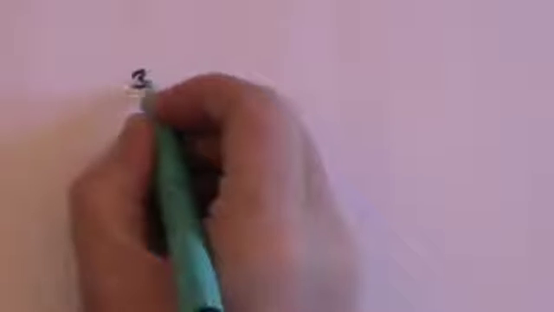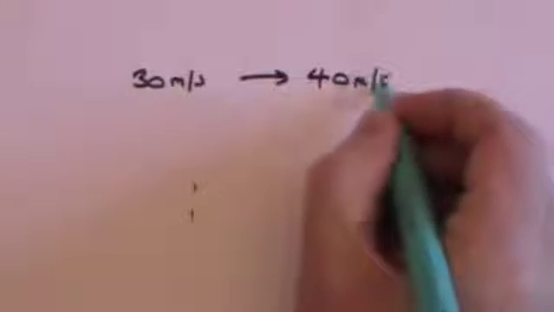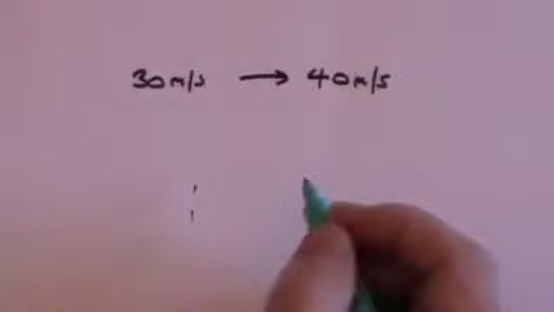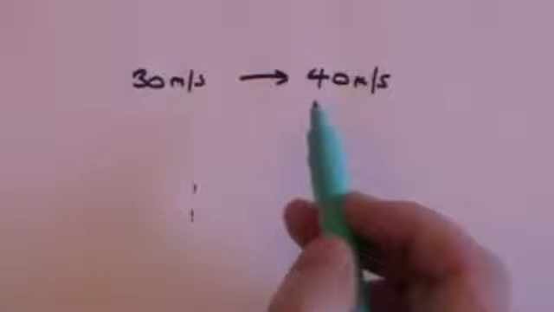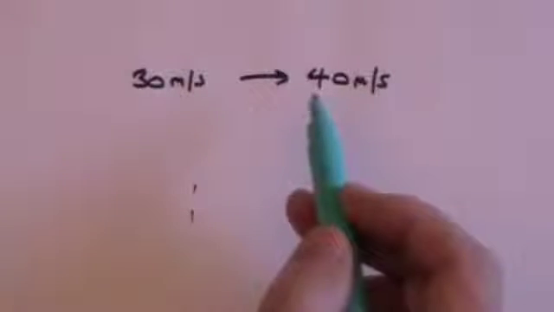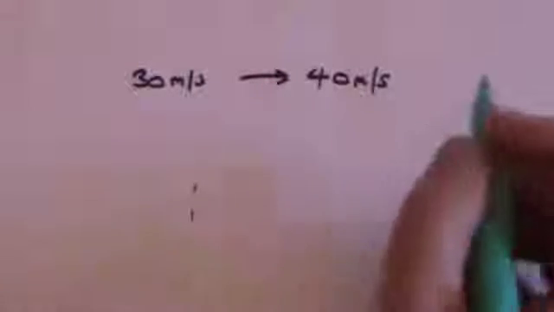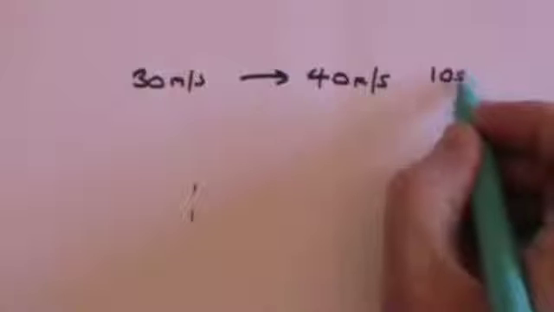So now let's think about that acceleration that we did before. You'll remember we went from 30 meters a second to 40 meters per second. And all I told you before was that we simply changed our speed or our velocity from 30 to 40 meters per second. Now I'm going to give you a piece of additional information. I'm going to say that we made that change in a total of 10 seconds. So it took 10 seconds to go from 30 meters a second to 40 meters a second.